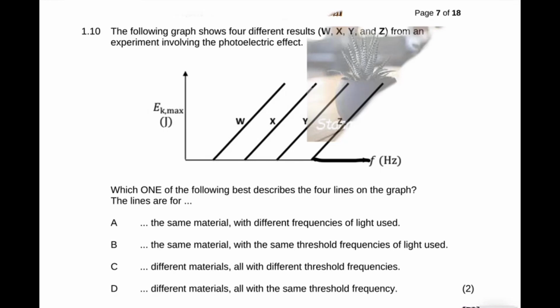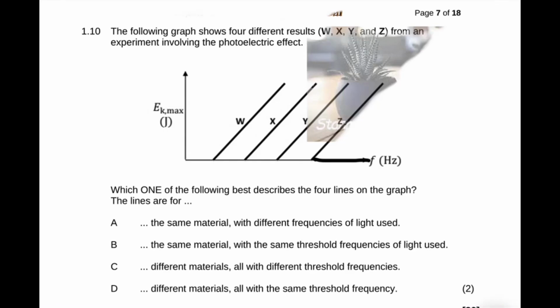And then we have a graph there. In the photoelectric effect, if you have a graph, before you do anything else, derive an equation for that graph. Clearly here we have EK max, the maximum kinetic energy, on the Y, and the frequency on the x-axis. So is that frequency on the x-axis the applied frequency or the threshold frequency?